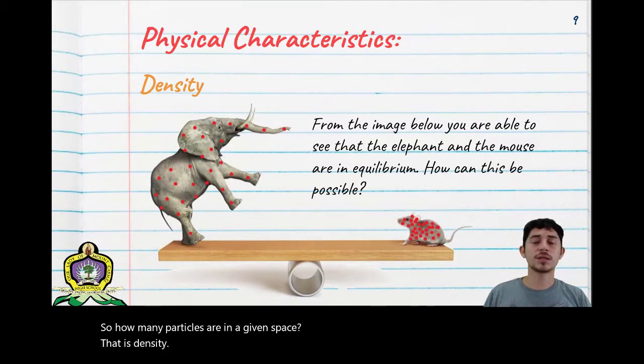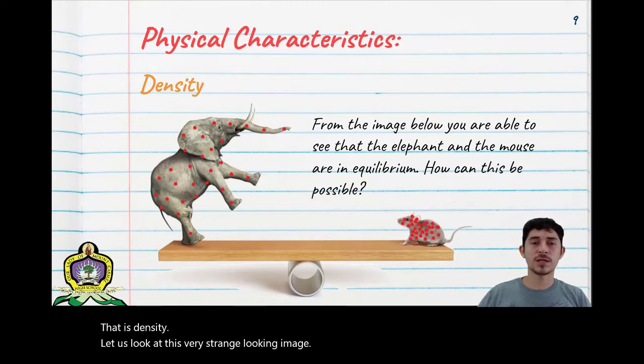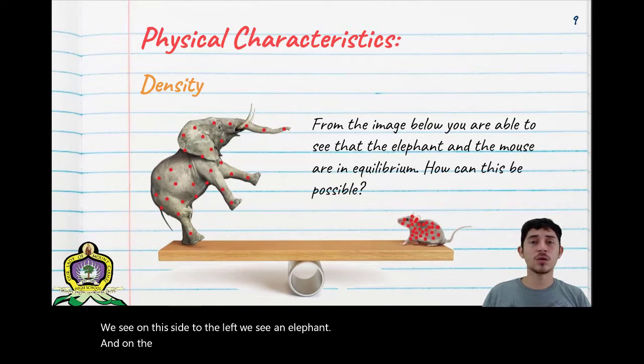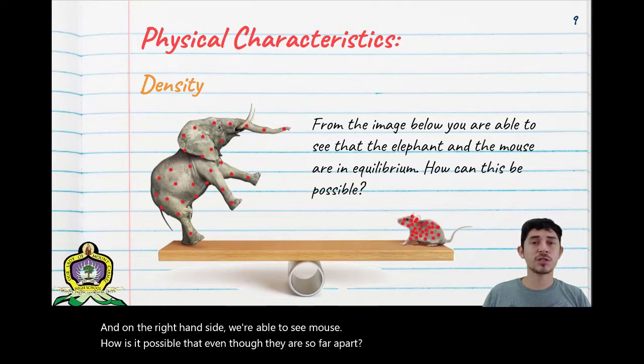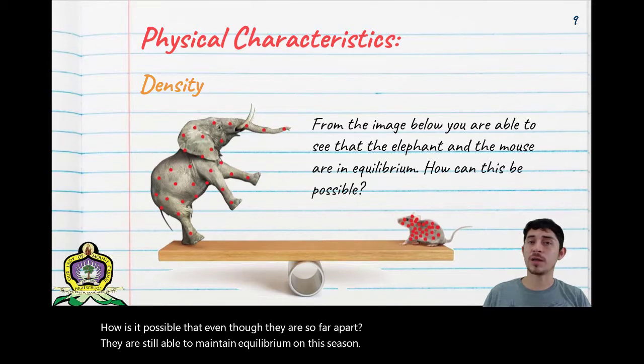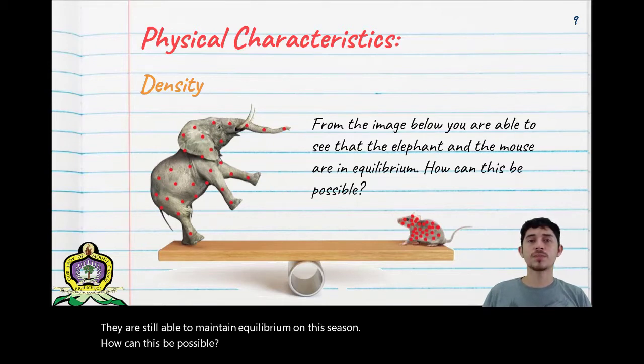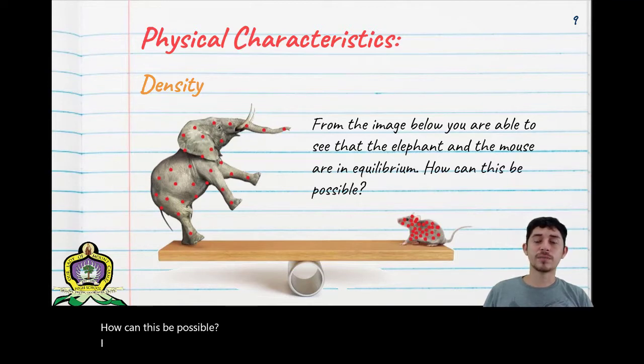Let us look at this very strange looking image. We see on the left an elephant, and on the right hand side we're able to see a mouse. How is it possible that even though they are so far apart, they are still able to maintain equilibrium on this seesaw? How can this be possible? Well, I simplified it in this way. Look at the red dots inside of each organism.